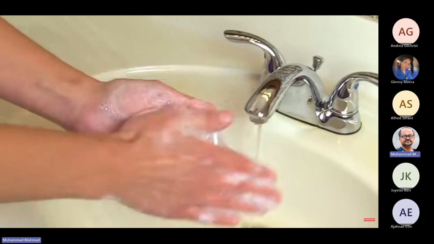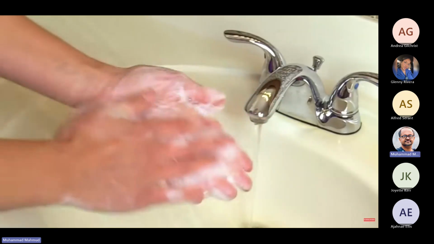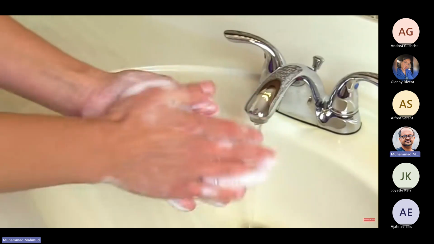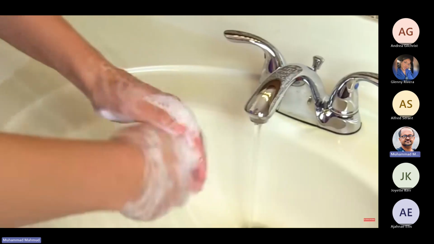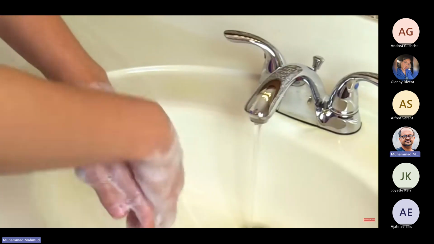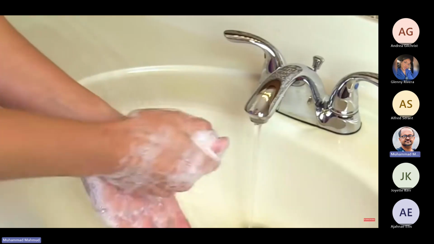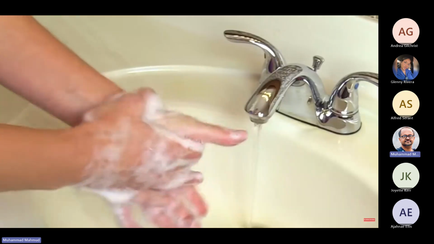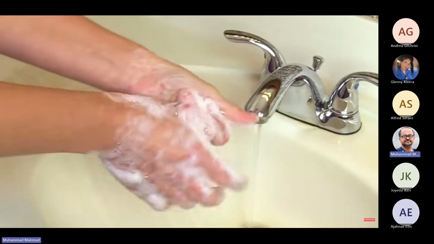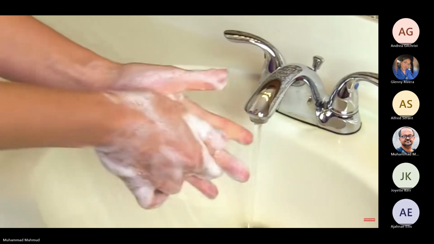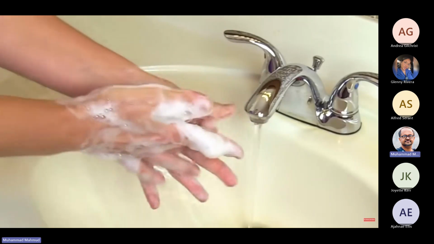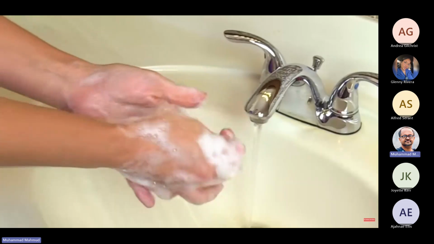So first, we're going to scrub the palms of our hands. Notice I'm doing a circular motion. Then we're going to get the back of our hands and do both using those circular motions. Then we're going to do our thumbs, and we're going to do each finger individually, making sure we are getting around the fingernail area as well.